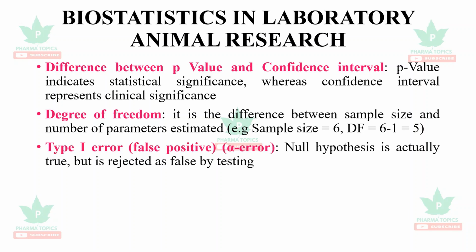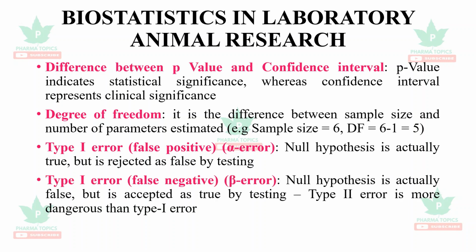Type 1 error, that is false positive or alpha error. Null hypothesis is actually true, but rejected as false by testing is alpha error. Type 2 error, false negative, that is beta error. Null hypothesis is actually false, but it is accepted as true by testing. This is type 2 error. It is more dangerous than type 1 error.